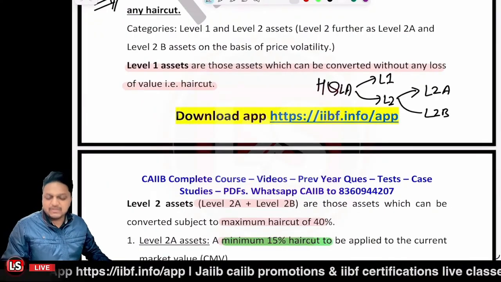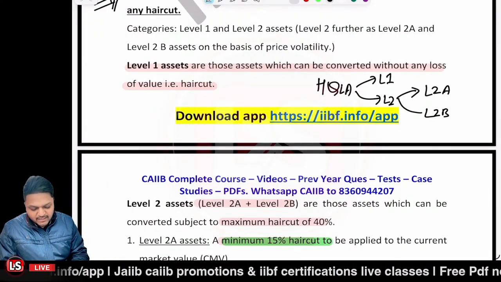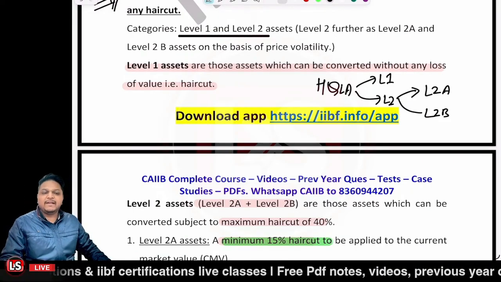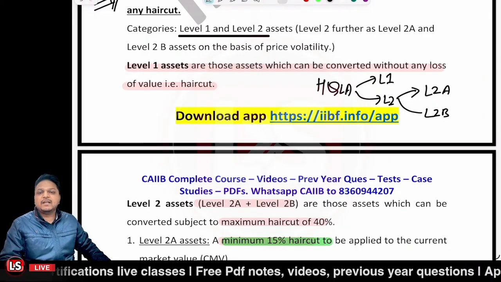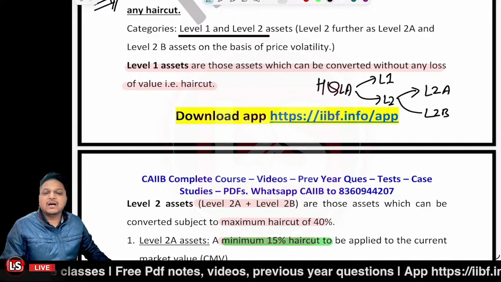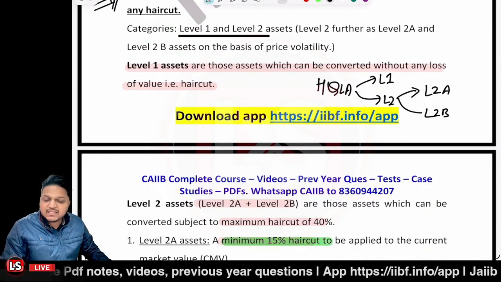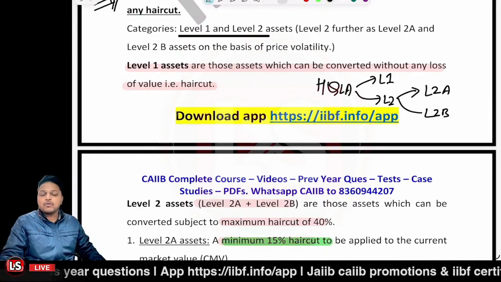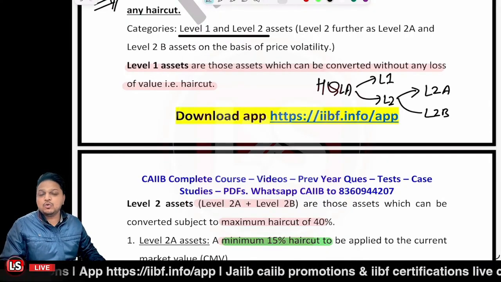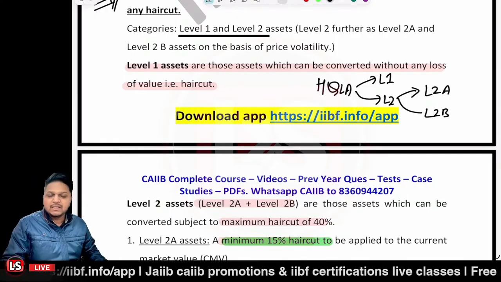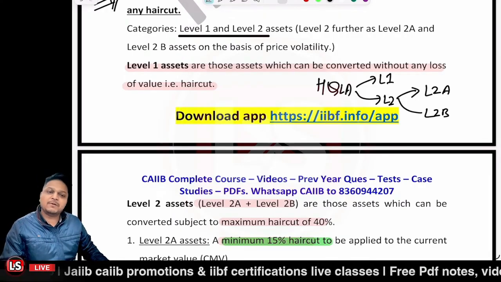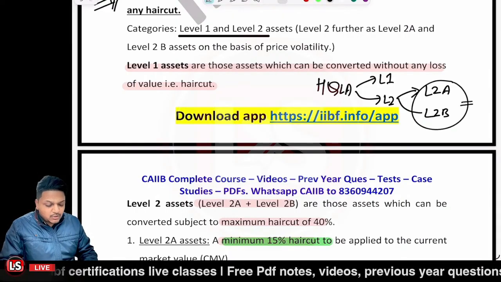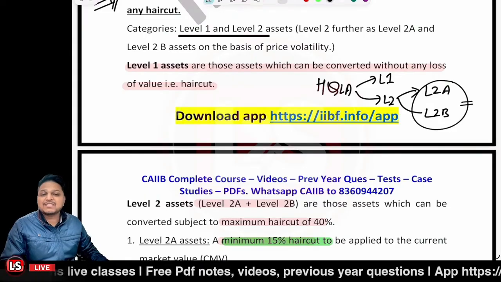So I told you that we have the HQLAs, and those are divided into two components. We have the Level 1 assets and the Level 2 assets. Okay, and Level 2 assets are further divided into categories, Level 2A assets and Level 2B assets. Level 1 assets are such assets where no haircut is applicable, whereas the overall maximum haircut applicable to the combination of Level 2A and Level 2B is restricted to a maximum of 50%. Sorry, 40%. So Level 2A plus Level 2B total haircut is applicable up to a maximum of 40%.